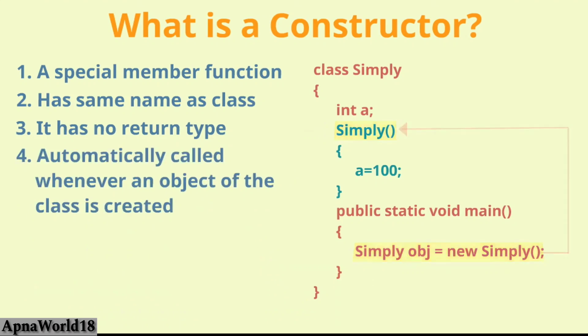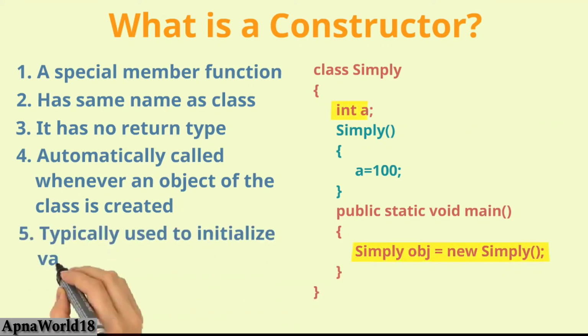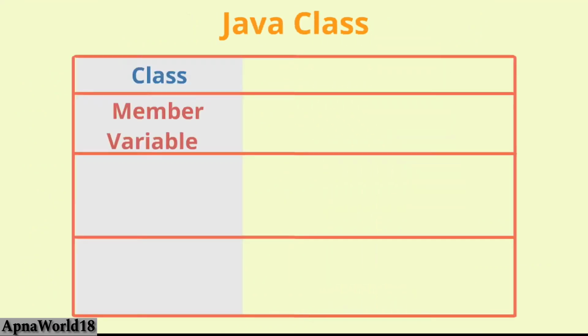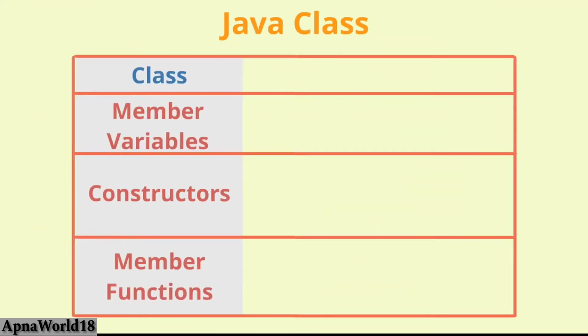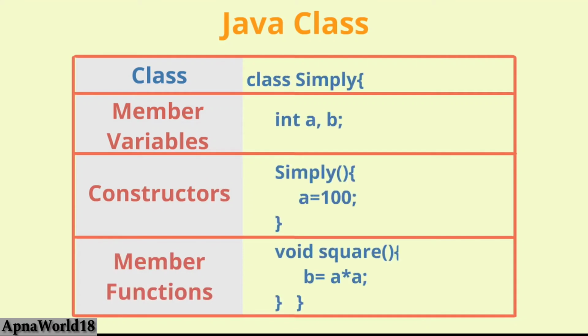So, why do we need a constructor? As a constructor is automatically called by Java whenever a new object is created, it is typically used to initialize variables. So a Java class has member variables, constructors, and member functions. Let's look at this with an example here. Here we have a class with some member variables, constructors, and member functions.